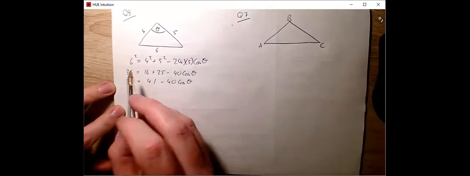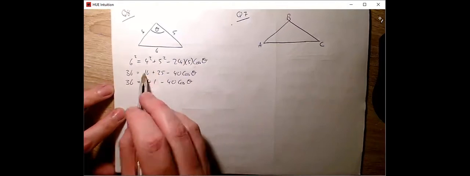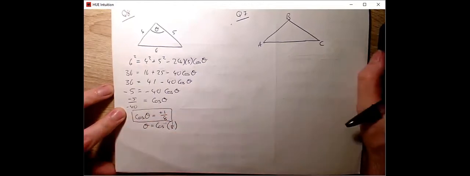Okay, and there's the calculator work: 16, 25, 40 cos theta. That 41 there, you bring it over, you're going to get minus 5 is minus 40 cos theta, and dividing through there, cos theta is minus 5 over minus 40, which is plus 1 over 8. Okay, so theta is the inverse cosine of 1 over 8, although I think they just asked for cos theta, so let's leave it there and have a look at part 2.